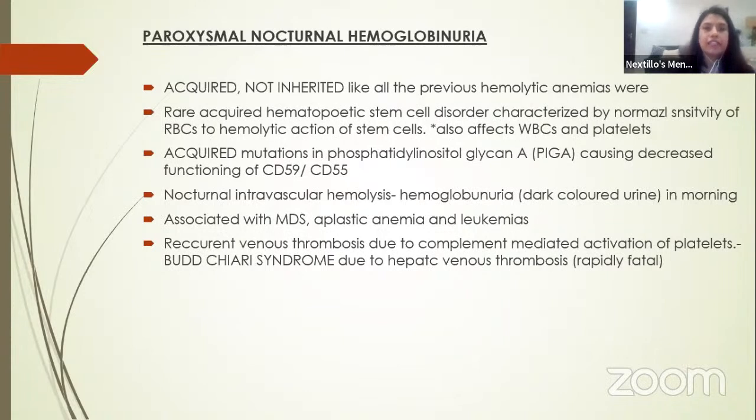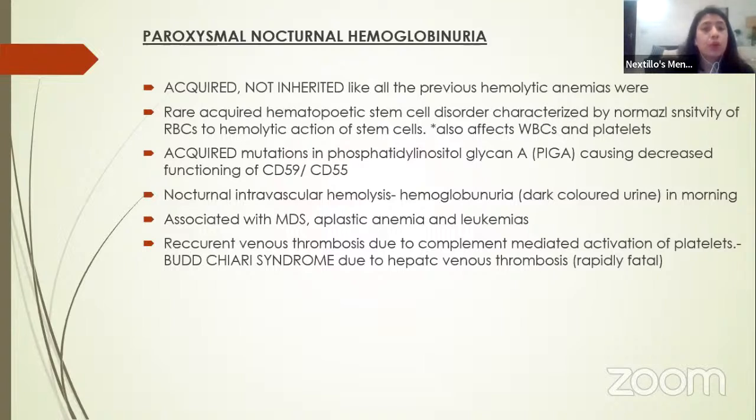Coming to another entity, which is called paroxysmal nocturnal hemoglobinuria. Nocturnal means night, paroxysmal means sudden attack, and hemoglobinuria, as the word suggests, means hemoglobin being excreted in the urine. So this is an acquired defect. Like all the previous hemolytic anemias, be it thalassemia or sickle cell, this is not inherited. This is a rare acquired stem cell disorder in which the RBCs are abnormally sensitive to complement. Now, there are mutations.